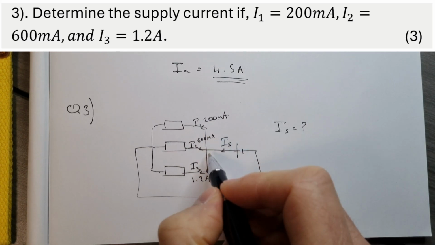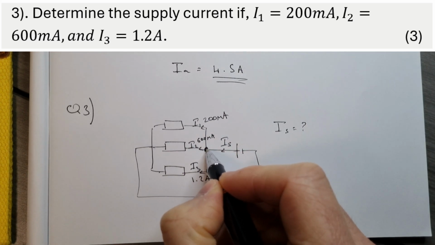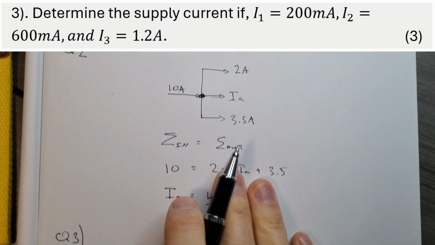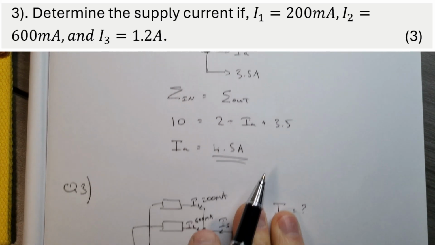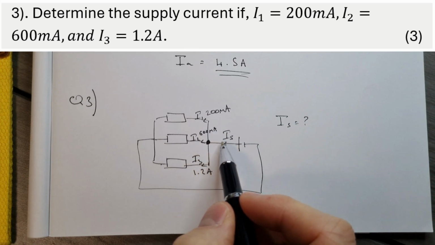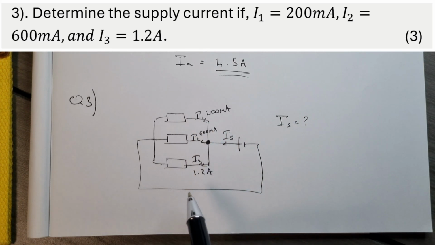branches. So it gets to this node here, and this node is basically the same node as we saw before, where we've got our current coming in and it's splitting down 3 different branches. Here in this case, the current's coming in and it's splitting down 3 different branches.